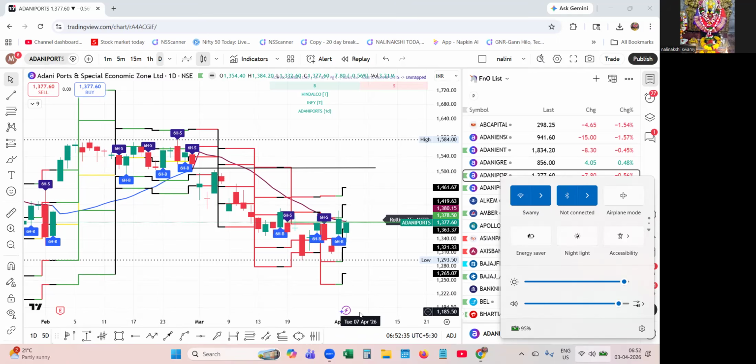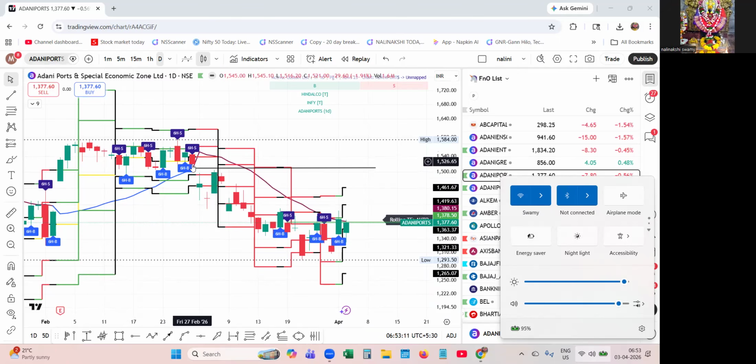In this chart of Adani Ports, what we are seeing is a classic example of accumulation made simple using Nalini Precision Engine. This is my indicator. I'm going to show you what is happening here. Initially, the structure was completely controlled by sellers. You can see 6-hour sell breakdown, and it was completely controlled by sellers till now.